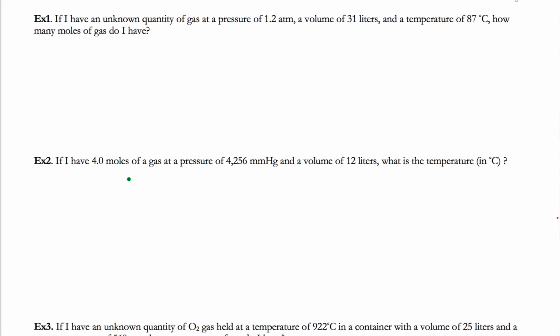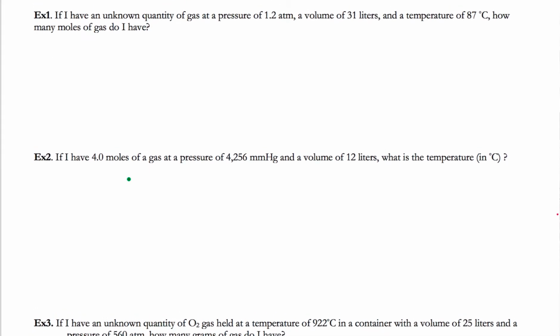Example 1 says, if I have an unknown quantity of gas at a pressure of 1.2 atmospheres and a volume of 31 liters and a temperature of 87 degrees Celsius, how many moles of gas do I have? So I'm solving for N. 1.2 is my pressure. This is my volume, 31 liters, and my temperature is 87 degrees Celsius. So let's plug and chug. So PV equals nRT.